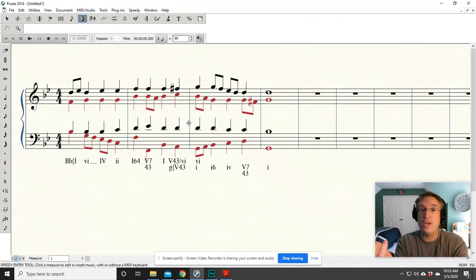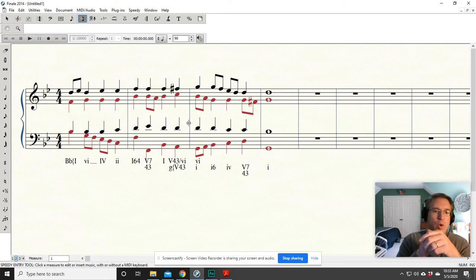So if you're in a major key, the three most common places that you modulate would be to the 4 key, the 5 key, and the 6 key. So your relative minor is your 6 key. Your 4 key would obviously, in the key of B flat, be E flat major. And your 5 key would be the key of F major if you're in the key of B flat. So in this case, we went to the relative minor.